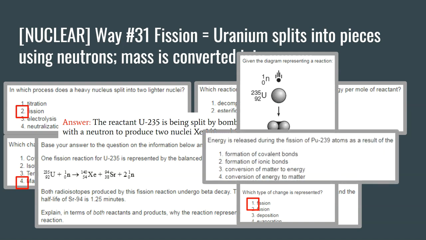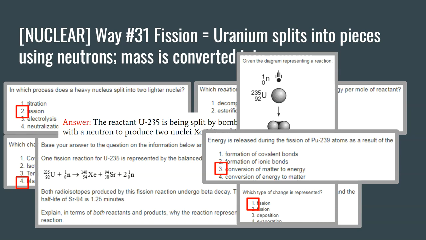Energy is released during the fission of Pu-239 atoms as a result of... Remember, all nuclear reactions involve the conversion of matter to energy. Therefore, the correct answer is 3.